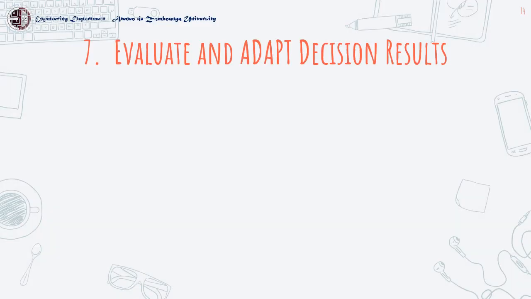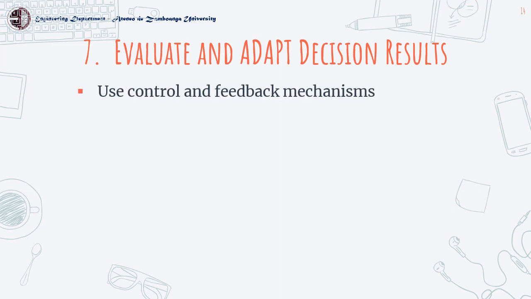So the last step is evaluate and adapt the decision results. So in implementing the decision, the expected results may or may not happen. So it is therefore important for the manager to use control and feedback mechanisms to ensure results and provide information for future decisions.